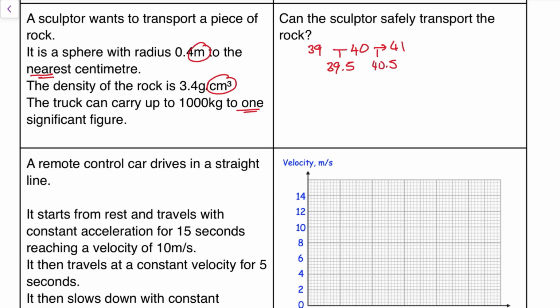Now what am I trying to do? Let's not do too much work here. So the density is this. The truck can carry up to a certain weight. What is the maximum weight? So really I want to work out the maximum weight. And the maximum weight is going to be the volume times the density.